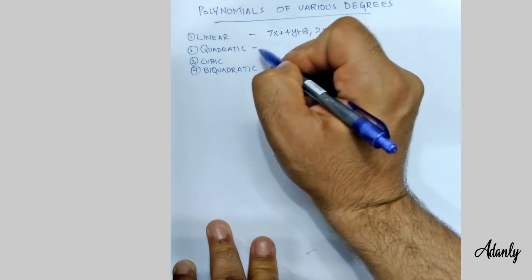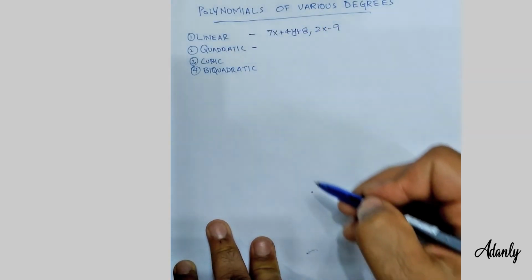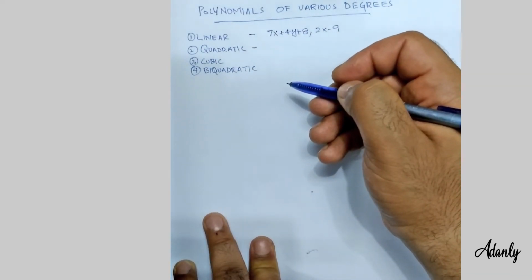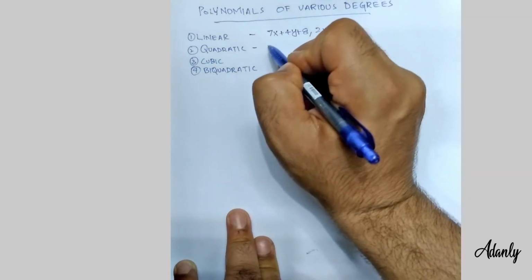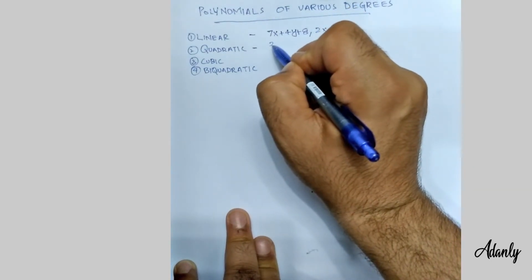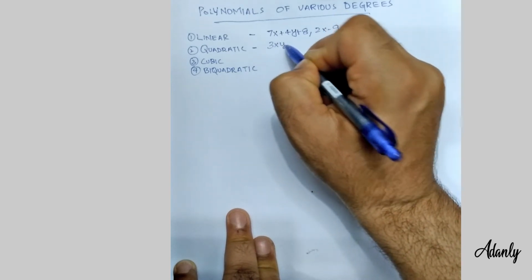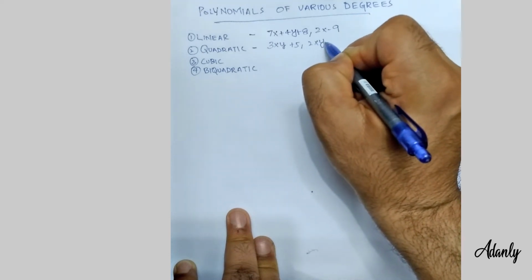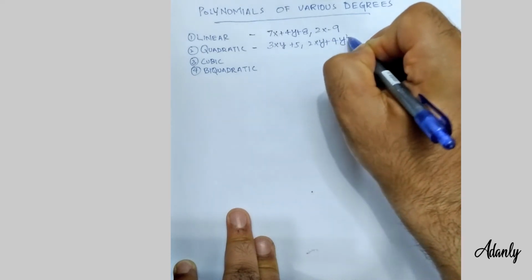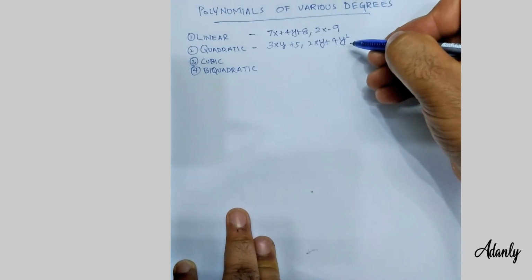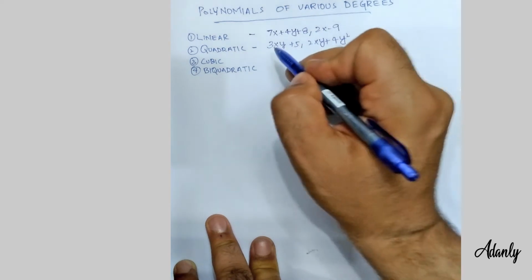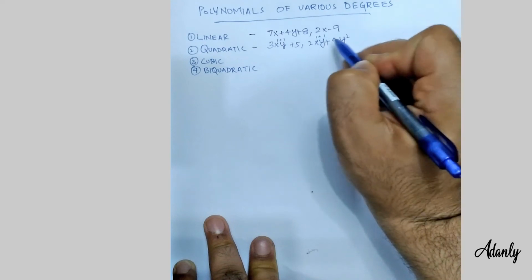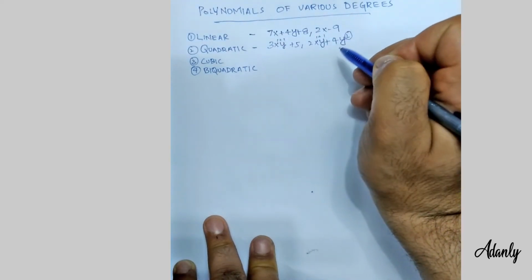Now we have another type of polynomial with respect to the degree, called quadratic polynomials. A quadratic polynomial is a polynomial of degree 2. For example, 3xy plus 5, or 2xy plus 4y squared, etc. Such polynomials are called quadratic polynomials because their degree is 2: 1 plus 1 equals 2, or 1 plus 1 equals 2, or we have a straight away 2 here.